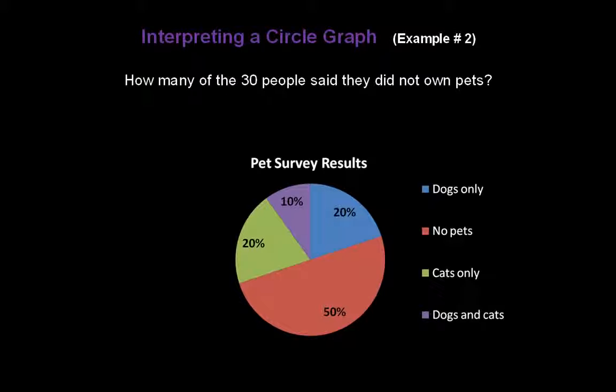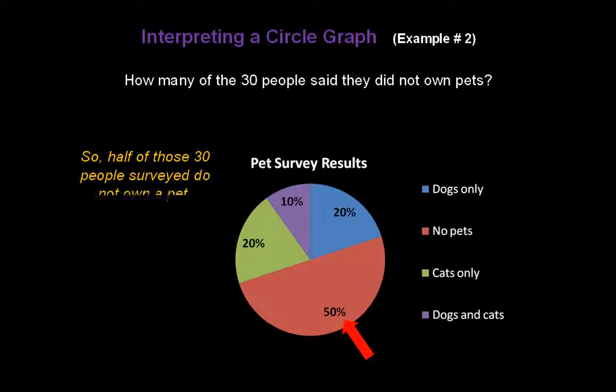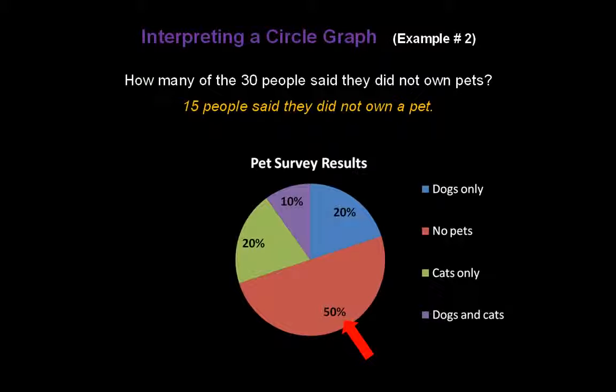How many of the 30 people said they do not own pets? Well, let's find that sector. That's the red sector. It's 50% of the entire graph. That's half of the entire circle. So half of 30 people who were surveyed do not own a pet. Half of 30 is 15. So 15 people said they did not own a pet.